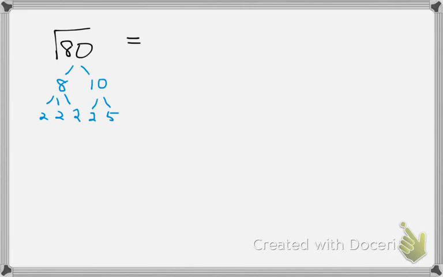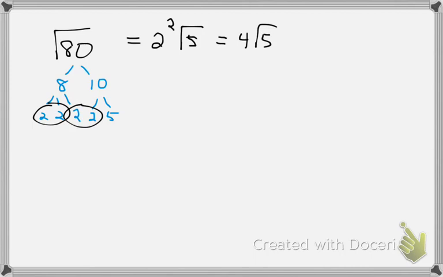So do I have a square? Yes. Do I have another square? Yes. And then I have a 5 left over, right? So this means on the outside I'd have 2 squared, and on the inside I'd have 5, which is 4 square root of 5. Right? So I cut a step down, and we can even cut another step down from here. Right? From the prime factorization, do you see how I can jump to the end? Bring a 2 out. Bring a 2 out. That makes 4, multiplies to 4. Leave a 5 underneath.